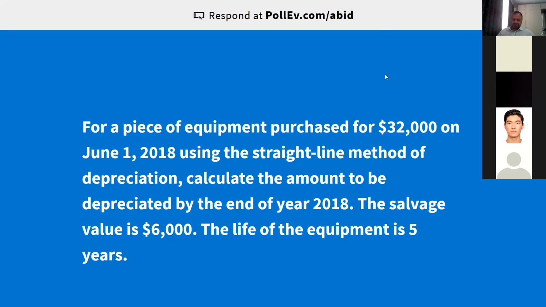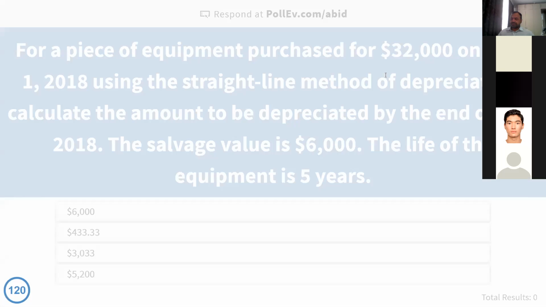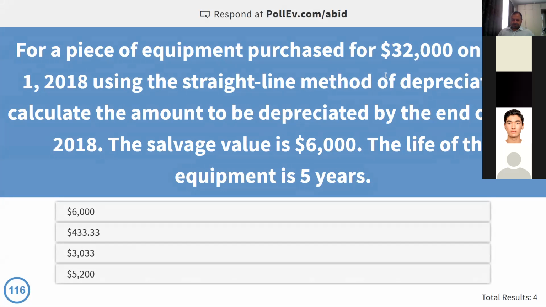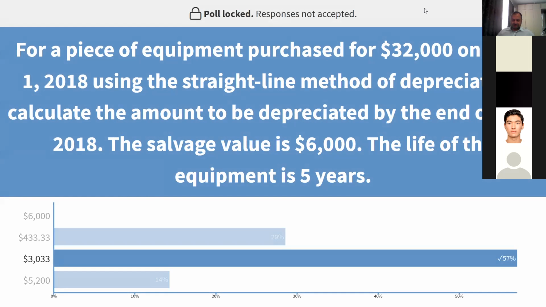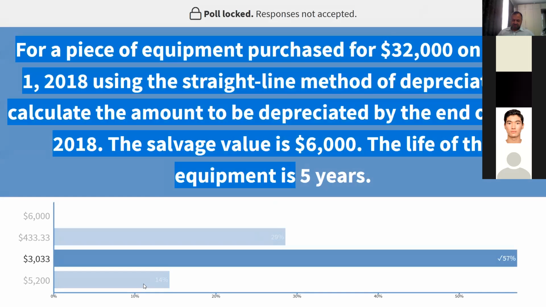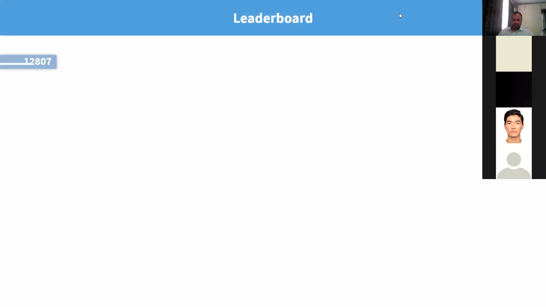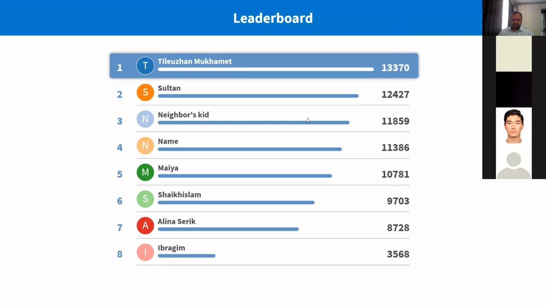Okay, so I'm going to the choices. 1, 2, 3. Oh, very quickly, we got the 7 answers. So yes, most of you have answered 3033, but some have also made the mistake because 5,200 is actually the annual depreciation, but here there is no annual depreciation. Here the depreciation has taken place for actually 7 months. So no, it's not for the full year. Okay, so yes, in this case, the first kid maybe has answered it wrongly, so that's why Sultan has taken over, and then Tilujan is still at the top.